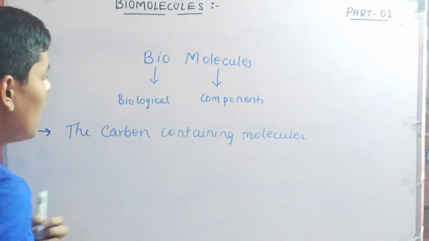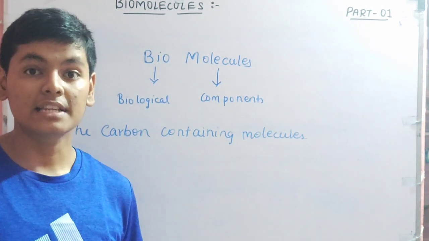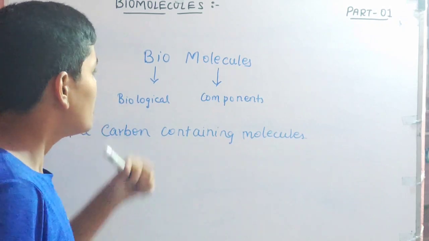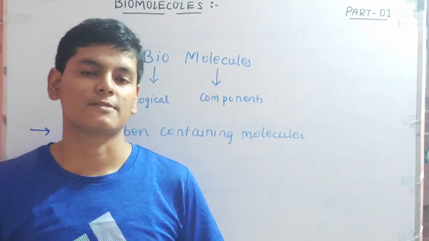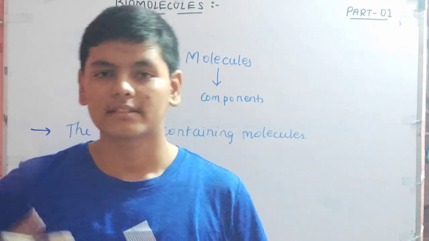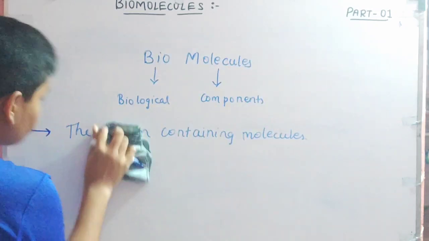Now after looking at a cell, how will you identify what are the things which are present inside a cell? To identify what are the things which are present inside a cell, we have to do an analysis. How will you do that analysis? There are some steps of doing an analysis. So let us look at these steps one by one.